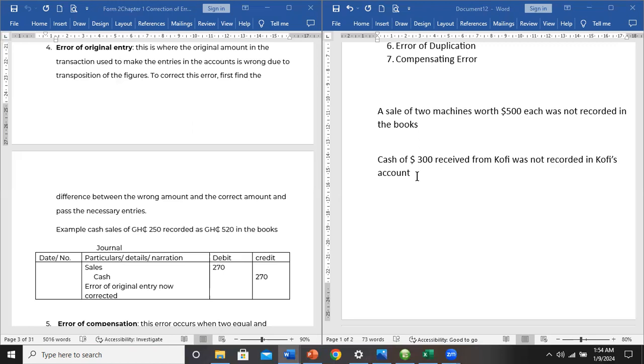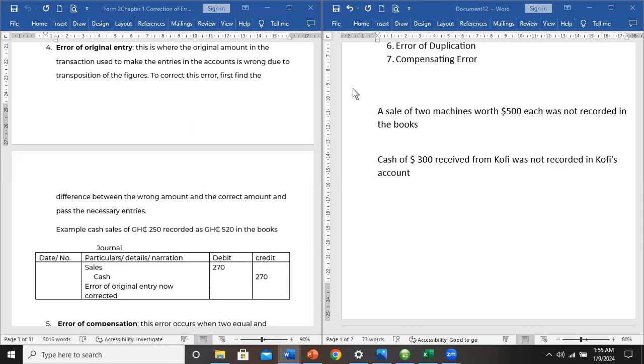Now the ladies, the guys have shown the sugar, but it seems I may have to add salt to the sugar. So the ladies, yes, mommy. Okay, so it's not an omission error because it has been recorded, but not in Kofi's account. So I think it's between error of principle and error of commission. The ladies have also given their salt, but I may have to add some sugar.